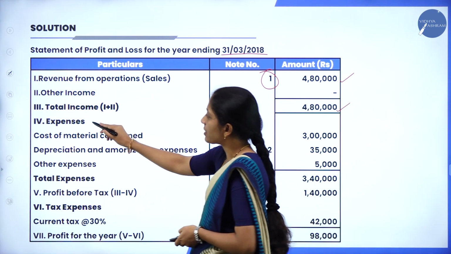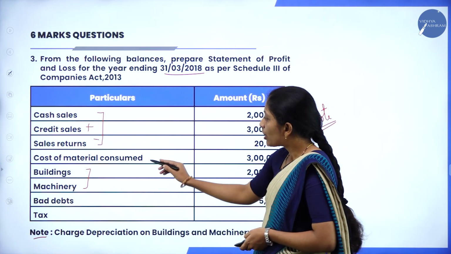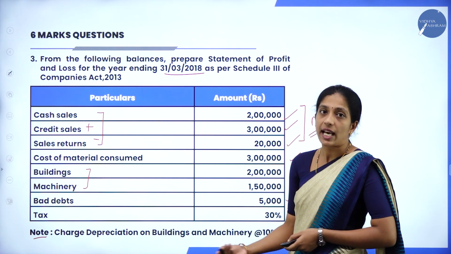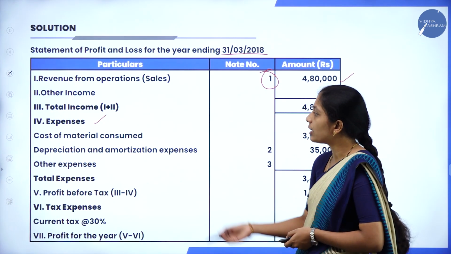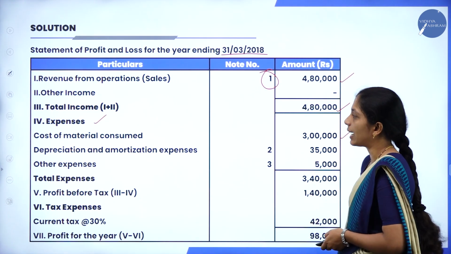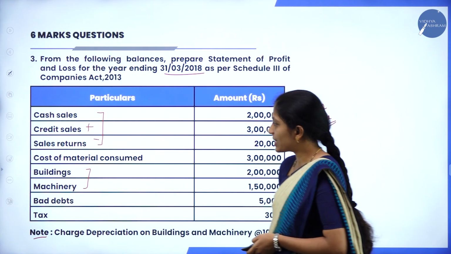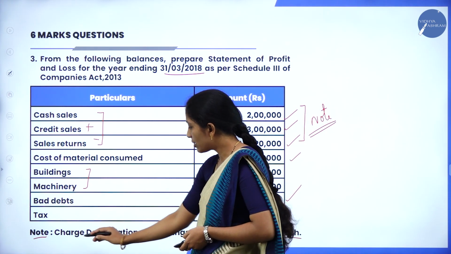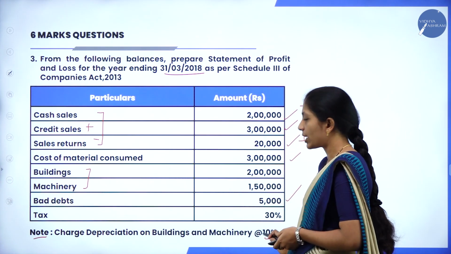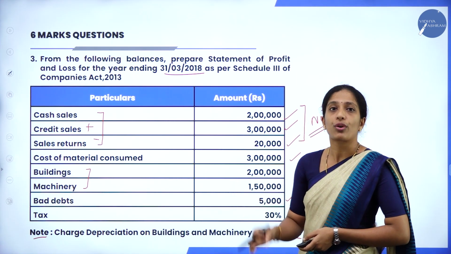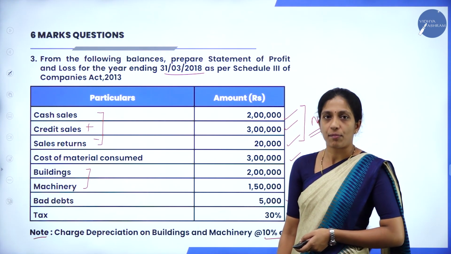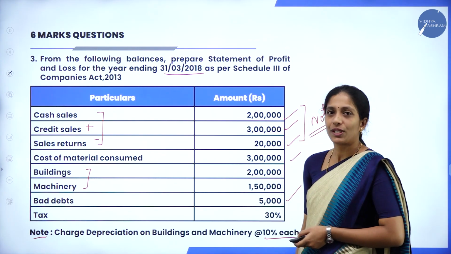Fourth is expenses. Now let us see the problem. Cost of material consumed, 3 lakh, they have directly given, so no need to prepare the note. So we'll write directly 3 lakh. Next we have depreciation, correct? Depreciation: charge depreciation on building and machinery at 10% each. Under which note do we have to prepare it? Depreciation and amortization expenses, for which we shall prepare.